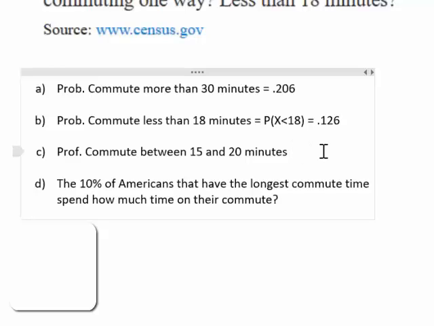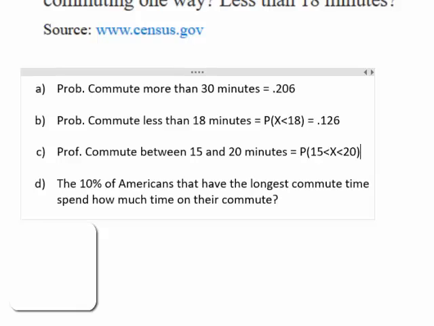And so now for the next one, commute time between 15 and 20 minutes. So in inequality notation, that's going to look like the probability that 15 is less than our variable x, which is less than 20.